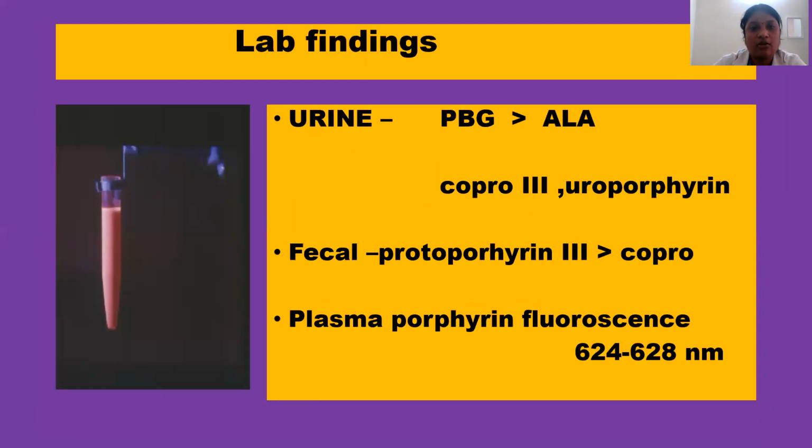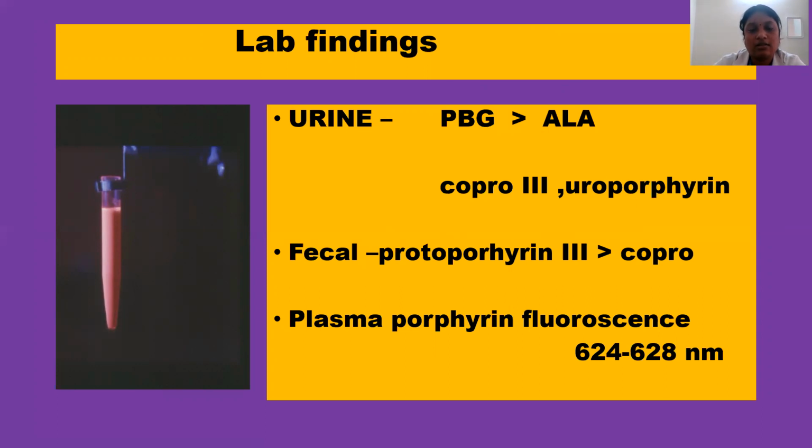How do you diagnose in lab? In urine, there will be more porphobilinogen than ALA. Coproporphyrin 3 and uroporphyrin will be increased. In feces, protoporphyrin 3 will be more than coproporphyrin. Plasma porphyrin fluorescence has a unique peak at 626 to 628 nanometers.